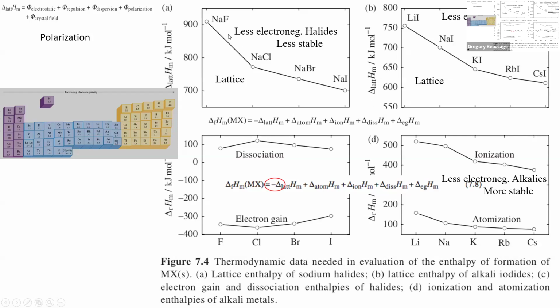I mean, that kind of makes sense. And then if you have an alkali and a halide coming together, basically the less electronegative the alkali, the lower the lattice energy also. So this is just a term that adds in. So electronegativity kind of decides the polarization term. That's kind of what's going on here.